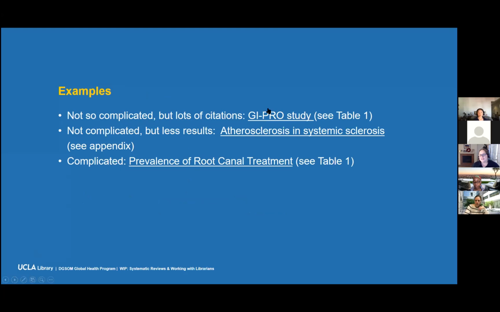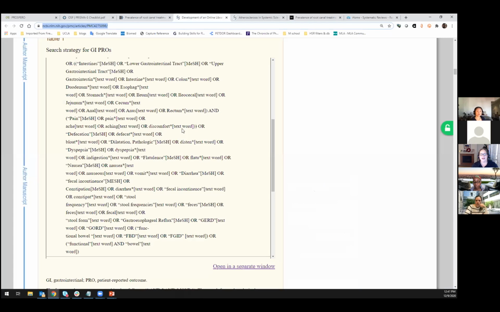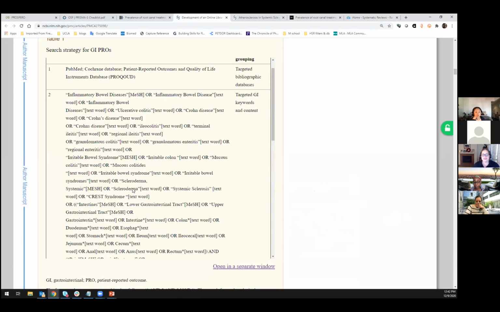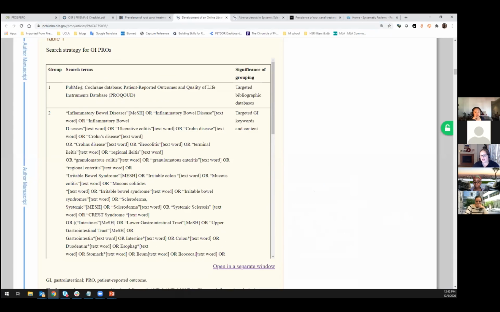So I thought I'd give you some examples, and hopefully these will work for sharing. I wanted to show you some examples of ones that I've worked on. Some of them can be not so complicated. So I worked on, for example, sorry, I'm trying to flip through my many tabs on my screen, the GI PRO work, which was a PROMIS study for patient-reported outcomes in GI health. And that was really looking the most broadly possible for patient-reported outcomes on quality of life.